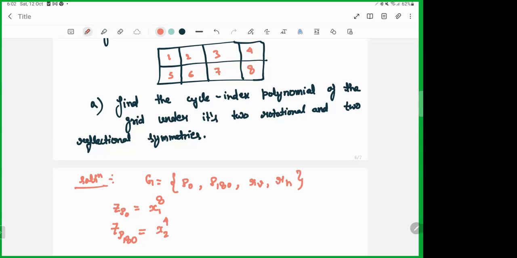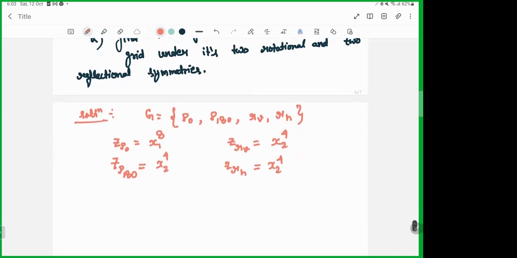Then what is Z of reflection along the vertical axis? 1 will go to 4, 5 will go to 8, 2 to 3, 6 to 7. So again it will be x2 to the power 4. And what is Z of horizontal reflection? It will also be the same: 1 goes to 5, 2 goes to 6, 3 goes to 7, 4 goes to 8.